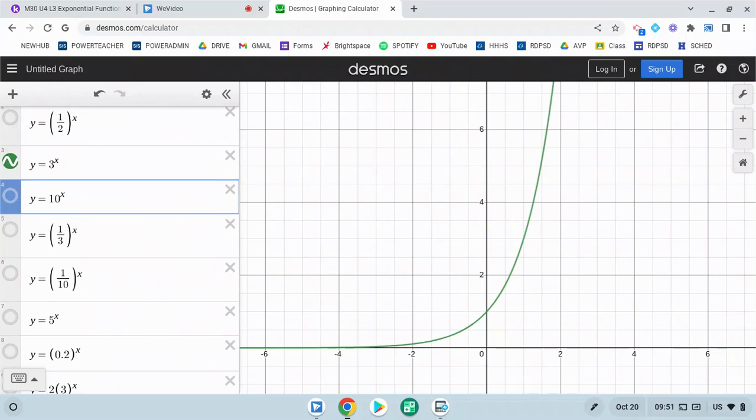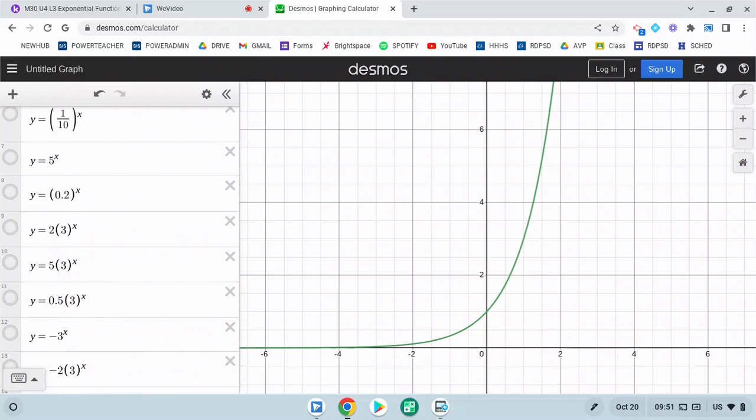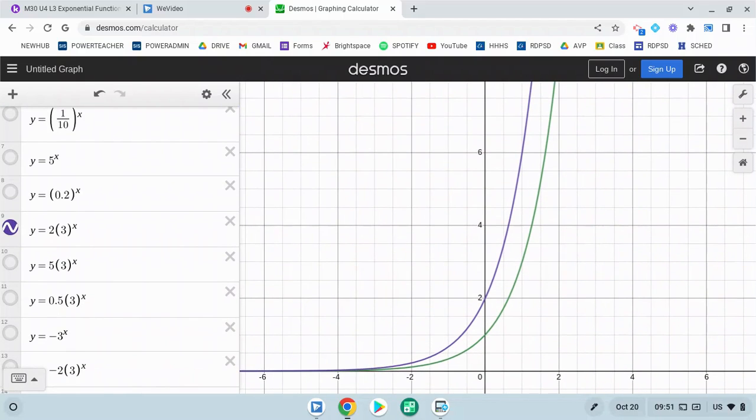So the first one we have is just 3 to the power of x. That's the one we saw earlier, a value of 1. But then if I do 2 times 3 to the power of x, this is what it looks like. They have pretty much the exact same slope. The way that the graph is increasing is the same. They're the same shape, but the y-intercept is different. Notice on the first one, when my a value was 1, my y-intercept was 1. Now that my a value is 2, my y-intercept is 2.